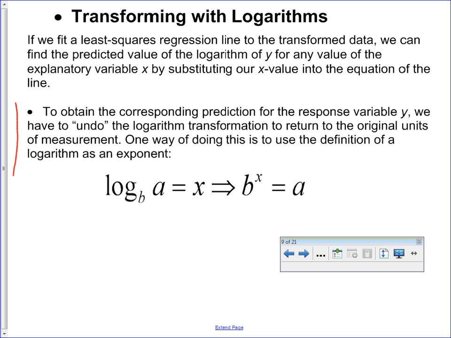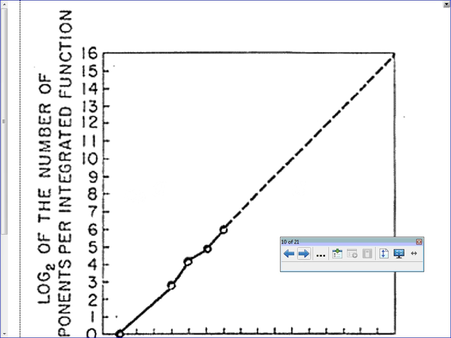And so we're going to have to undo that. When we make our predictions, we'll use our regression equation, but that's going to make a prediction of transformed data. So then we have to undo that transformation to get back to our original data. We're going to practice that here in class. So we will fit a least squares regression line to the transformed data and then move forward. So let's look at an example.